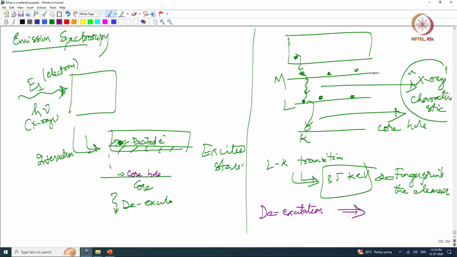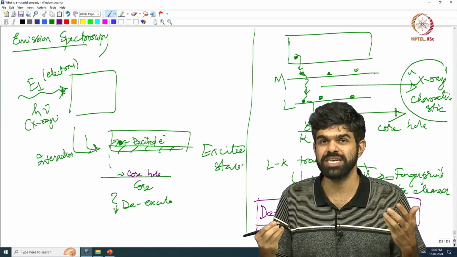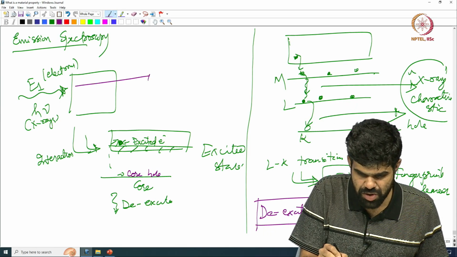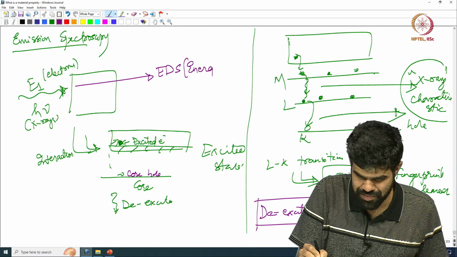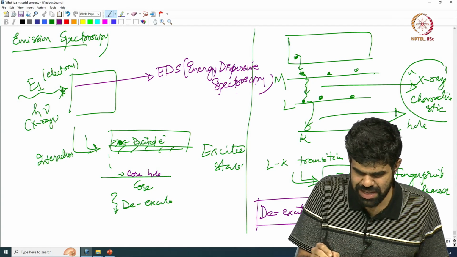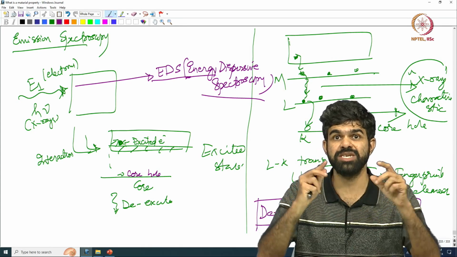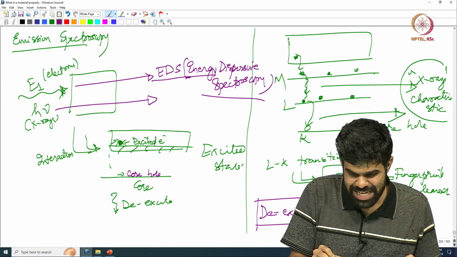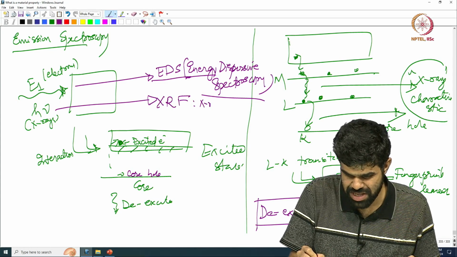Here de-excitation also gives you photons, but these photons are X-rays. In photoluminescence, de-excitation was giving you photons, but these photons are actually visible light, right. That is just between the valence band and conduction band. Here in core level de-excitation, the photons are X-rays, so their energies are much larger, they are kilo electron volt energies, and this is also a chemistry fingerprinting technique. If I use electrons, this is called EDS, or energy dispersive spectroscopy. This is a very standard technique used in all SEMs and TEMs to understand the chemistry of the materials, and if I do this with X-rays, then this is called X-ray fluorescence, or XRF.